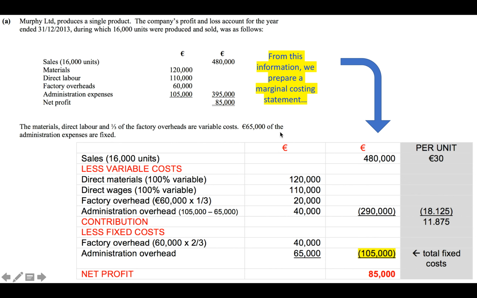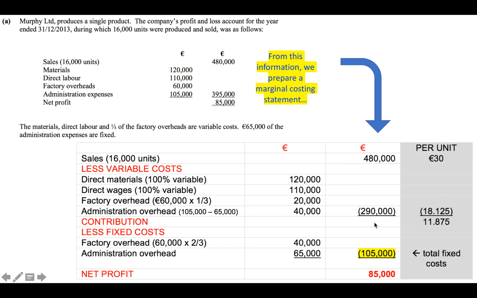Now 65,000 of the administration expenses are fixed. So if 65,000 of the 105,000 are fixed, therefore 40,000 must be variable. So it's split up there: admin overhead under variable, 40,000, and under fixed, it's 65. Sales less your variable costs is equal to your contribution. So there should be 190 euro written there.